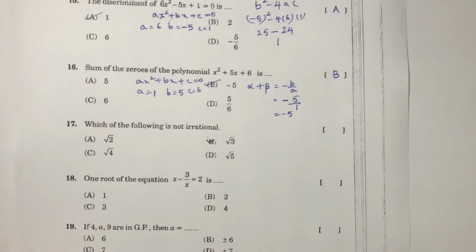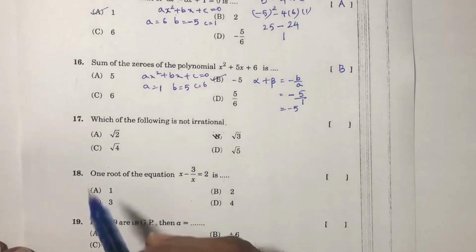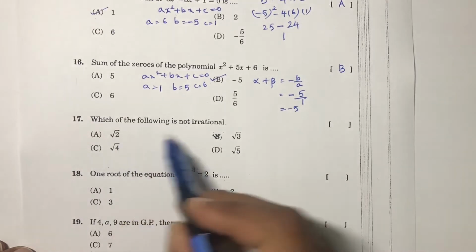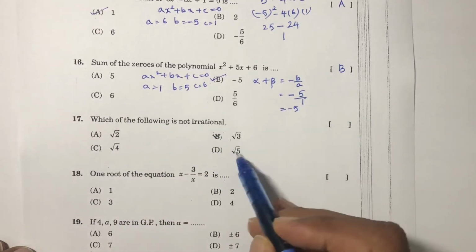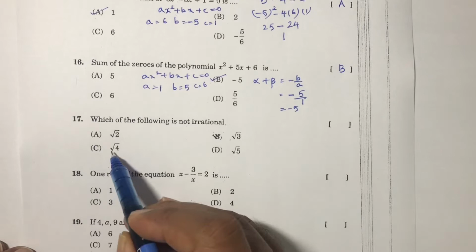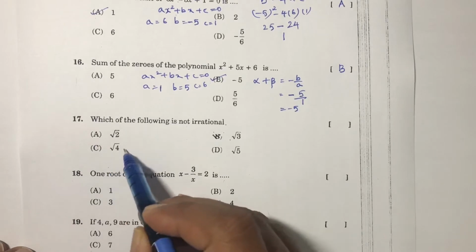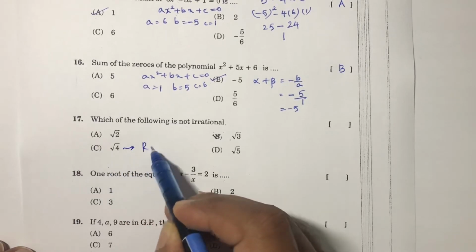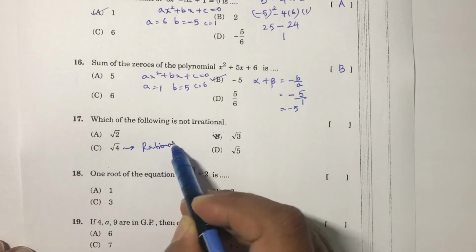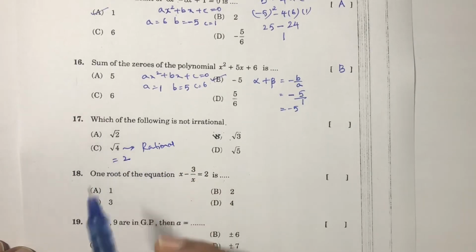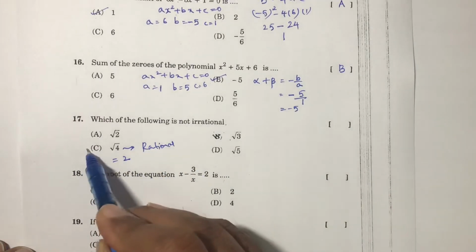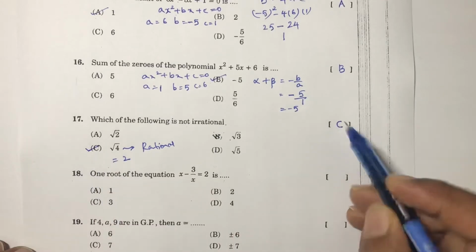Which of the following is not irrational? Root 2 is irrational, root 3 is irrational, root 5 is irrational, but root 4 is not irrational, it is rational, because root 4 value is 2. So the correct option is C.